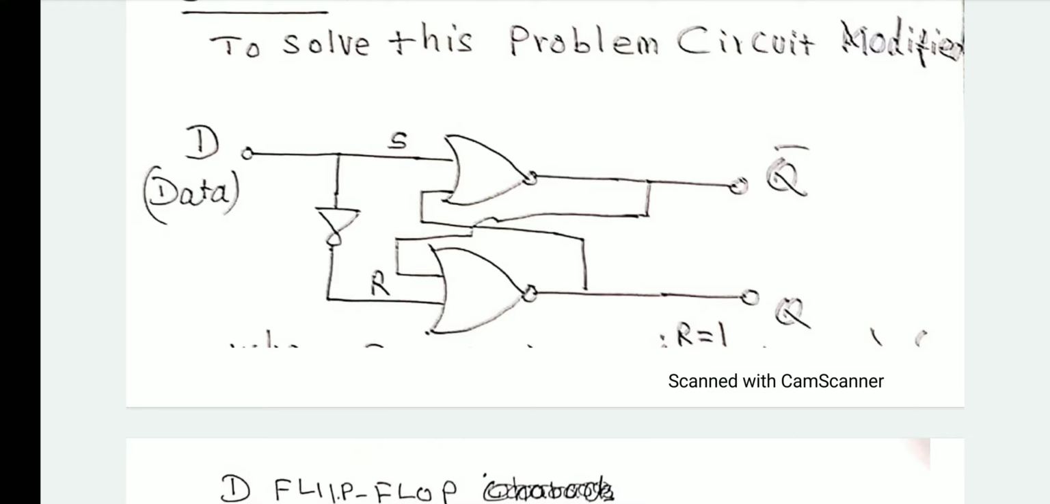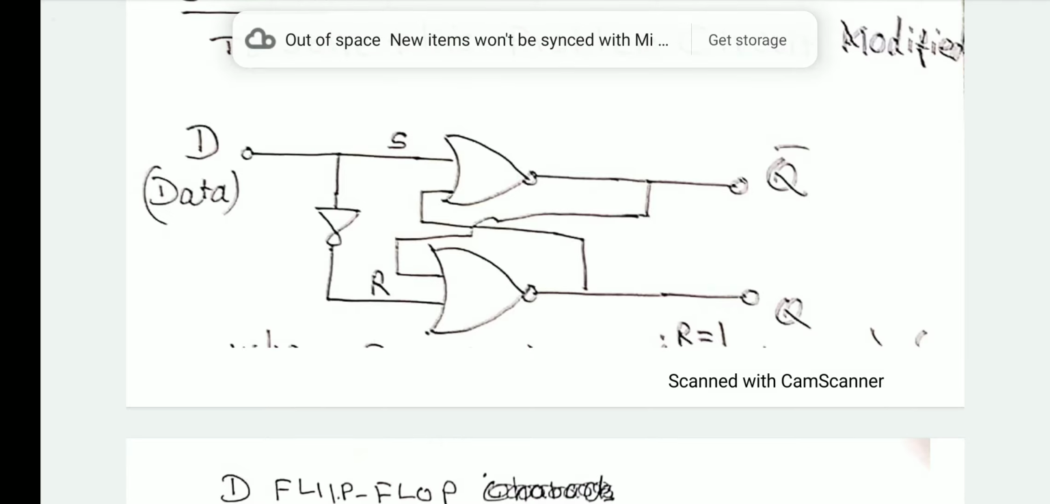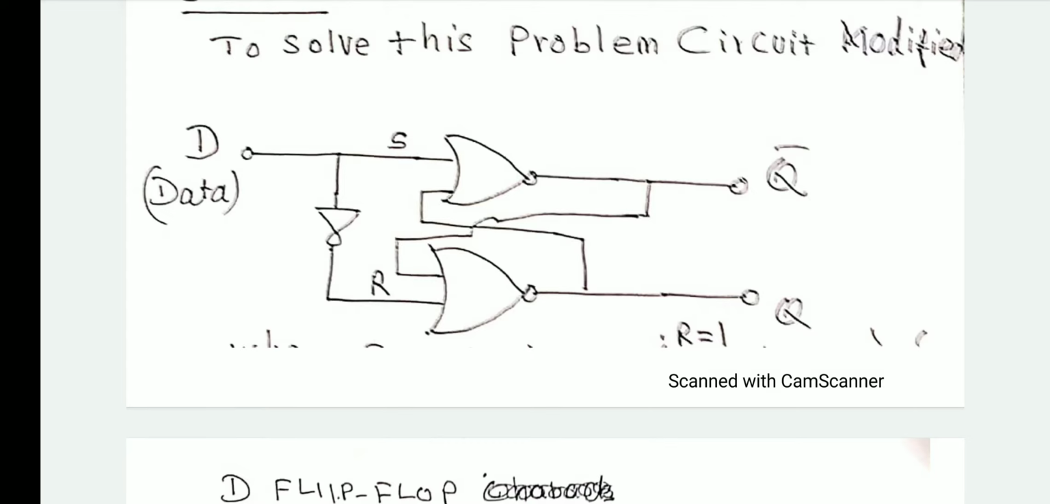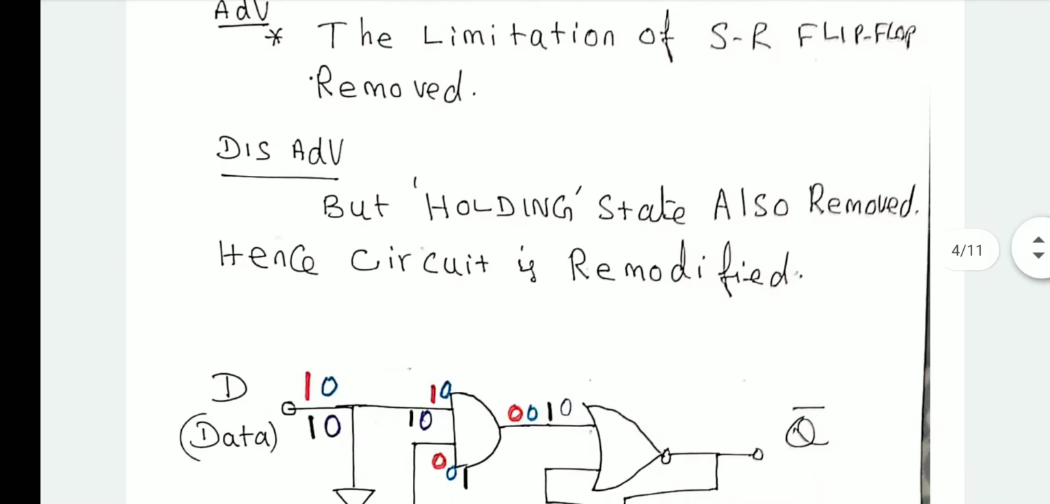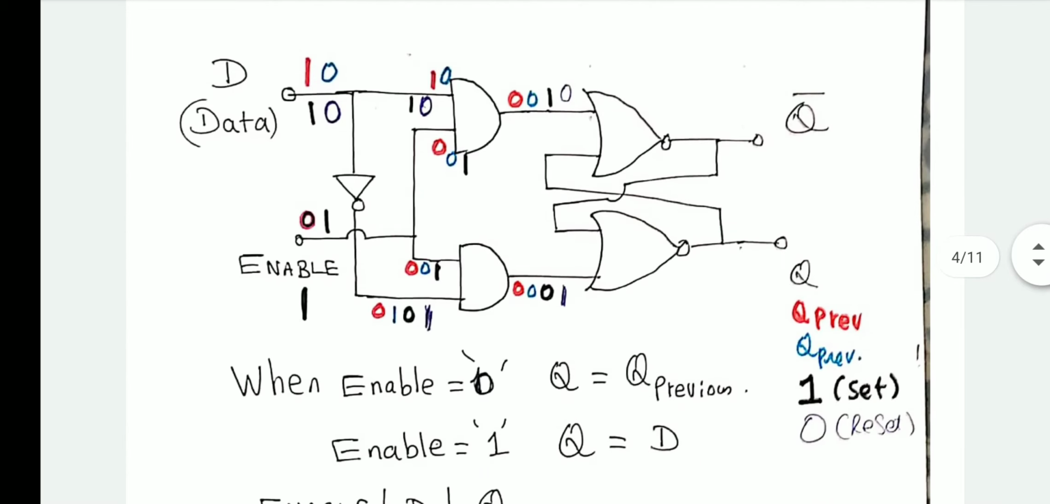But one more disadvantage is this circuit will not go to the holding state at all, right? When S and R both become 0, Q maintains the previous value. That is not done here because S and R cannot become 0. That is the disadvantage. So to rectify the problem, the circuit is modified.